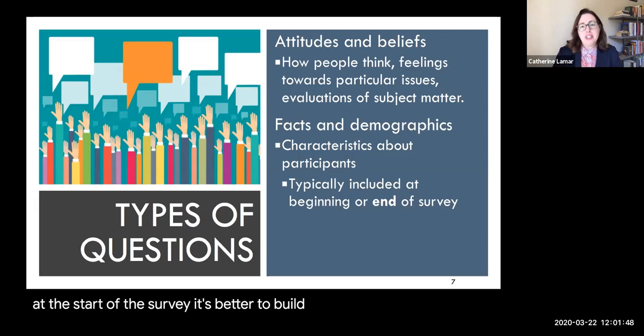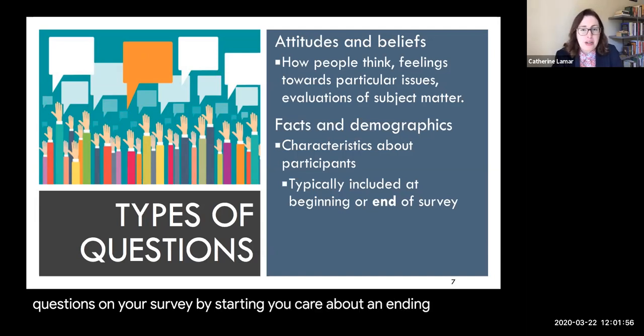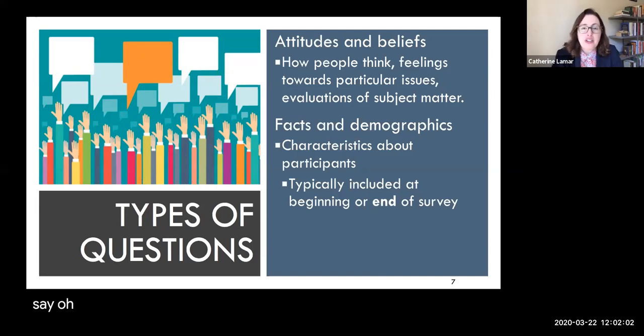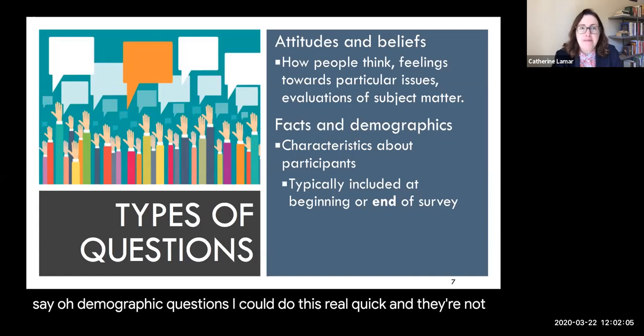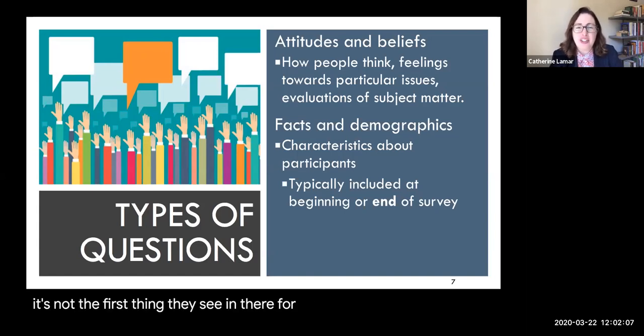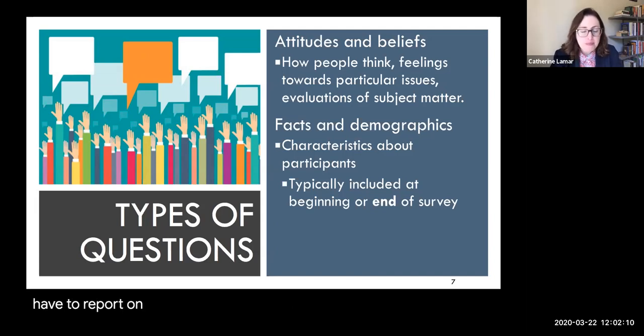It's better to build rapport through the questions on your survey by starting with the most important questions on the variables that you care about and ending with the demographic questions, so that once participants get to the end, they say, oh, demographic questions, I could do this real quick. It's not the first thing they see and therefore the first thing that they have to report on. It's a good way to build rapport by including them at the end, and participants are much more likely to fill out those questions if they see them at the end than if they see them at the beginning. This is especially true if survey questions are asking about slightly sensitive demographic information.